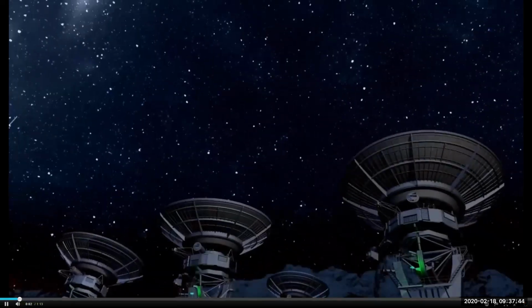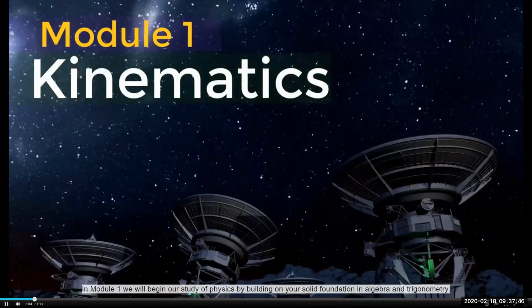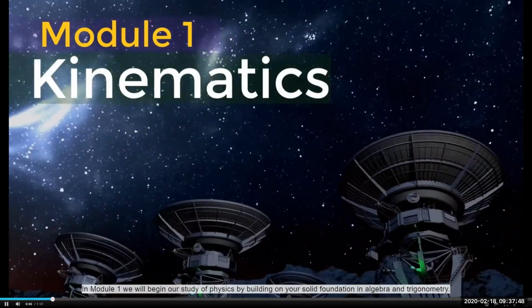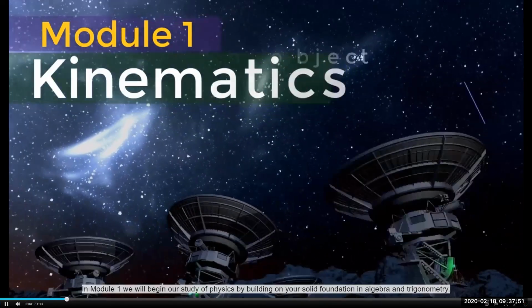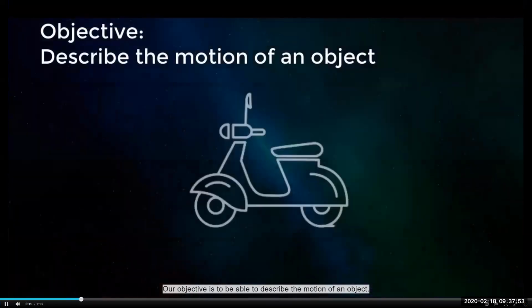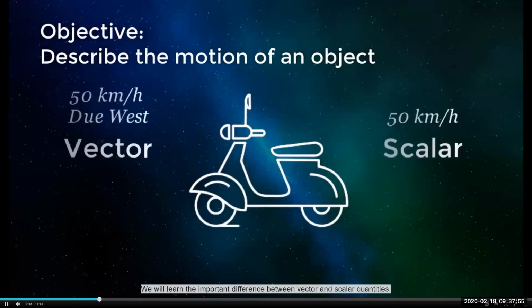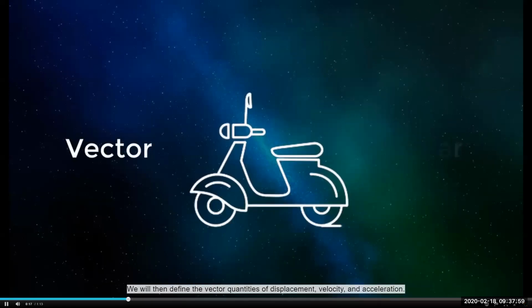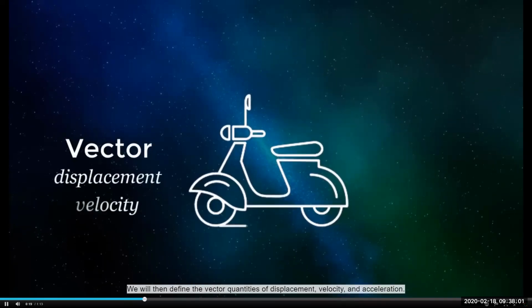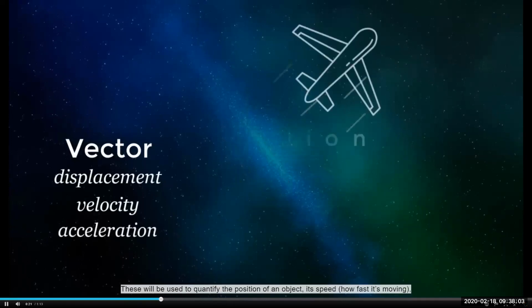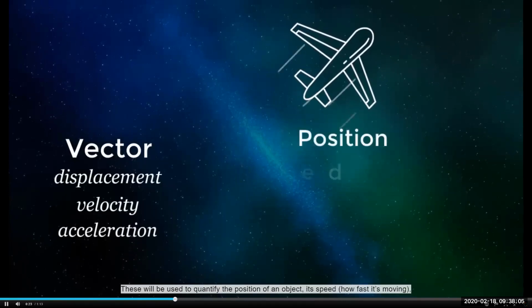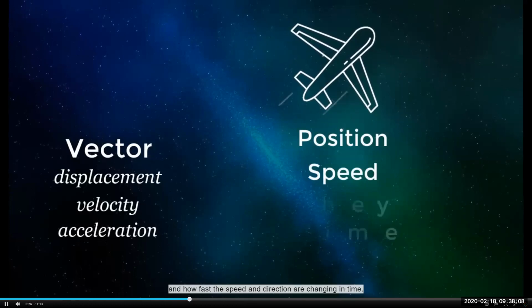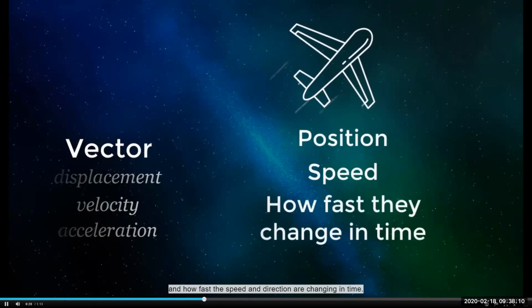Module 1, we will begin our study of physics by building on your solid foundation in algebra and trigonometry. Our objective is to be able to describe the motion of an object. We will learn the important difference between vector and scalar quantities. We will then define the vector quantities of displacement, velocity, and acceleration. These will be used to quantify the position of an object, its speed, how fast it's moving, and how fast the speed and direction are changing in time.